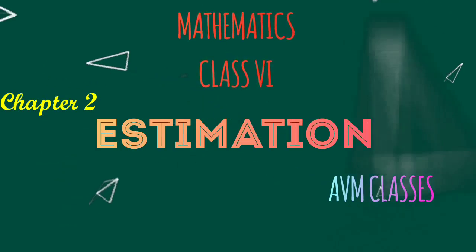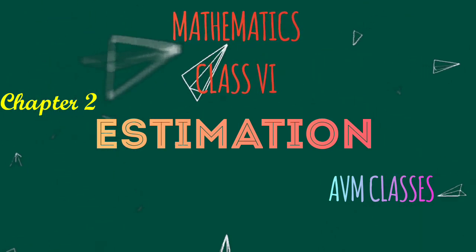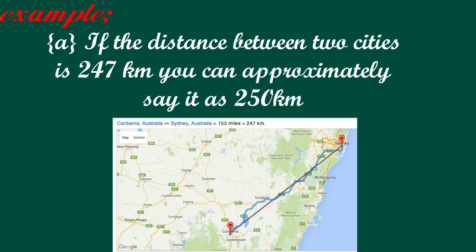Today we are going to start a new chapter, estimation. Estimation means to find something close to the correct answer. In other words, it is also known as approximation. For example, if the distance between two cities is 247 km, you can approximately say it as 250 km.